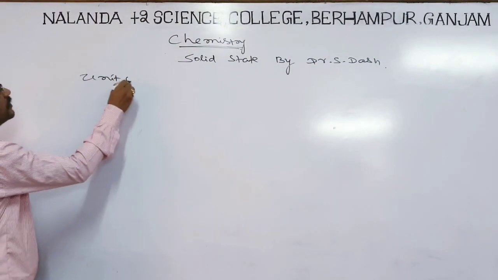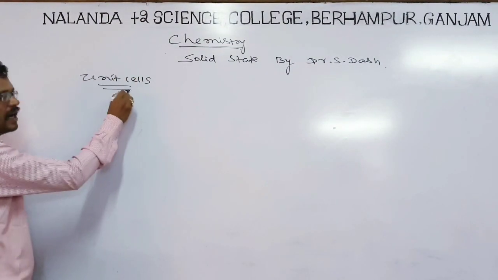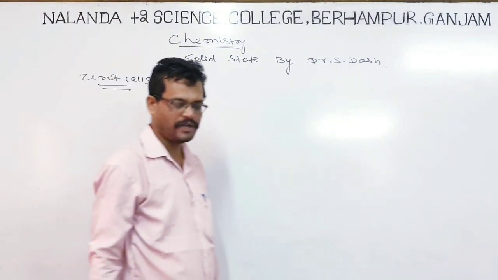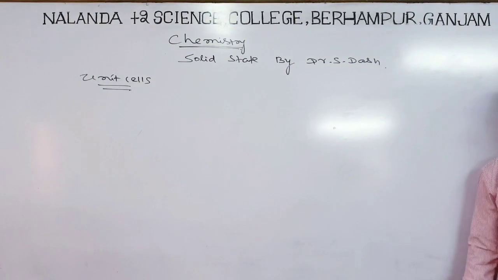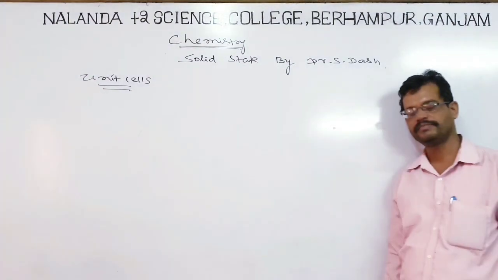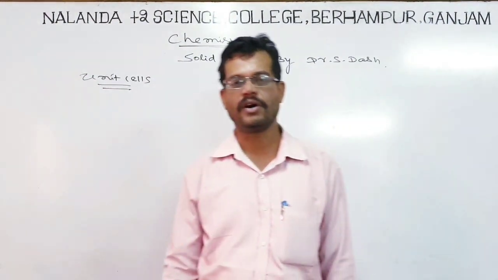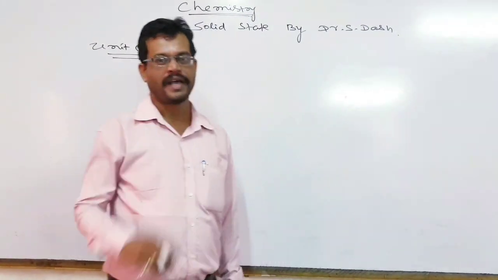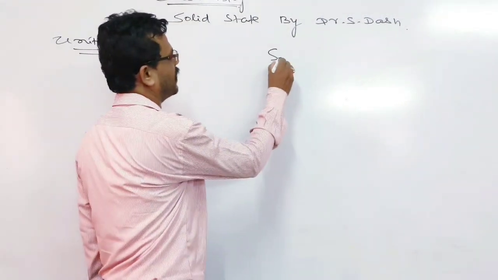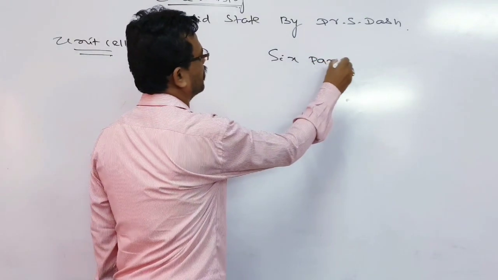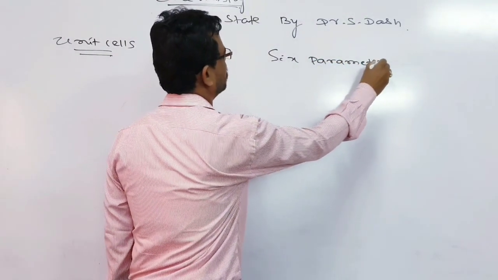Unit cells are the smallest repeating unit that extends throughout the whole solid, so that we get the complete structure. And the unit cell for a particular substance may be an atom, a molecule, or an ion. Okay. And the unit cell has 6 parameters present in it.